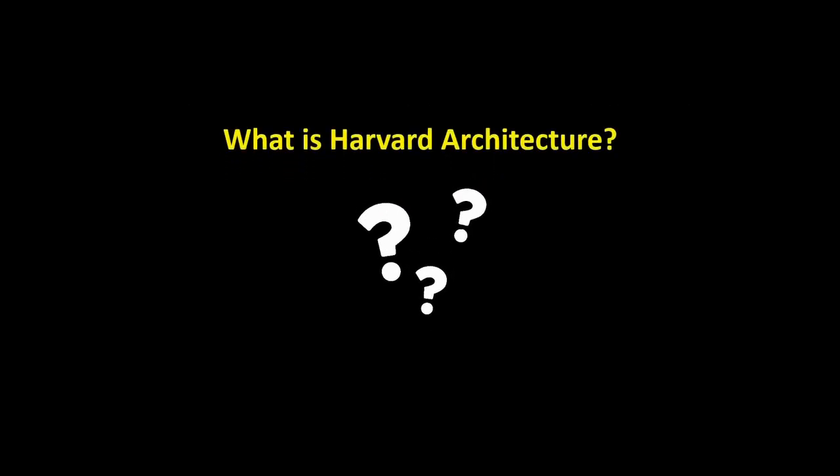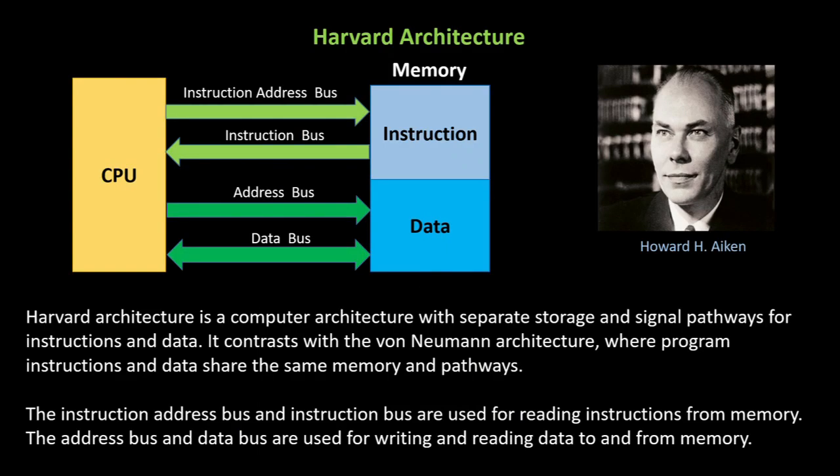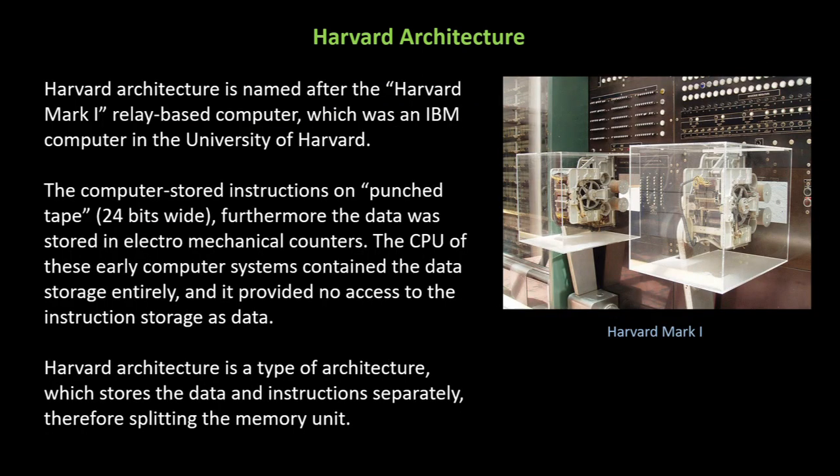So what is Harvard architecture? Harvard architecture, first proposed by Howard H. Aiken in 1943, stands as an alternative to the more commonly known von Neumann architecture. This model is based on the concept of storing instructions and data in separate memory units. Let's take a closer look.